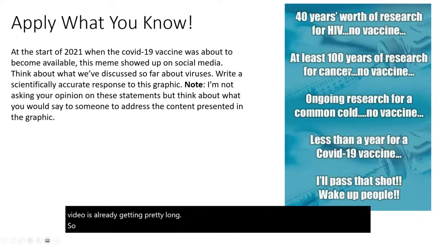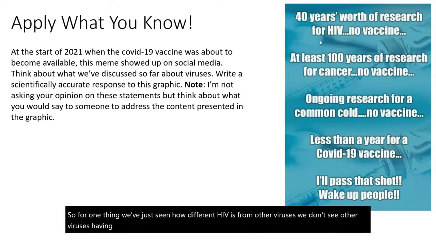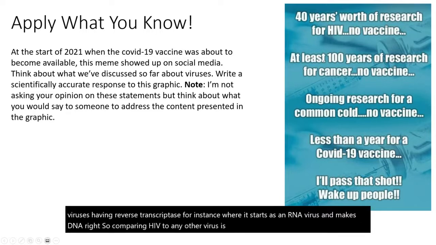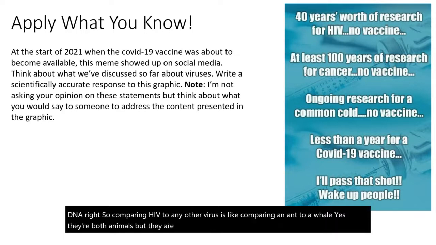So for one thing, we've just seen how different HIV is from other viruses. We don't see other viruses having reverse transcriptase, for instance, where it starts as an RNA virus and makes DNA, right? So comparing HIV to any other virus is like comparing an ant to a whale. Yes, they're both animals, but they are very different animals. They operate in very different ways, right?